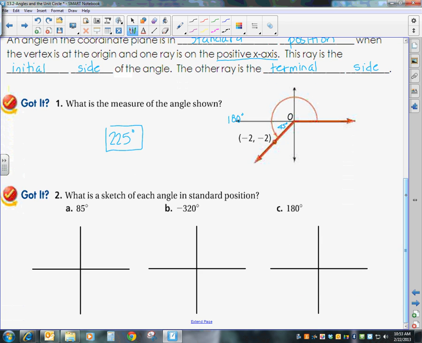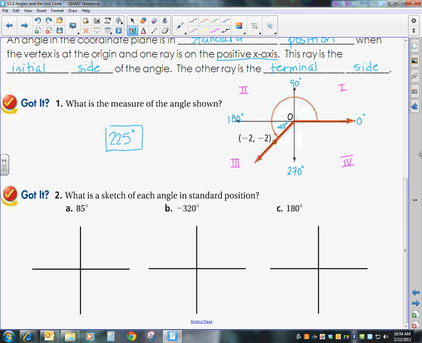Now let's talk about sketching angles. When you sketch, you have your initial side, say 85 degrees. Where is 85 degrees? We talked about up here, that's 180 degrees. This, of course, is 0. Up here is 90 degrees, and down here is 270 degrees because it's 180 plus 90. Something else to keep in mind, just to refresh your memory: this is the first quadrant, this is the second quadrant, this is the third quadrant, and the fourth quadrant.